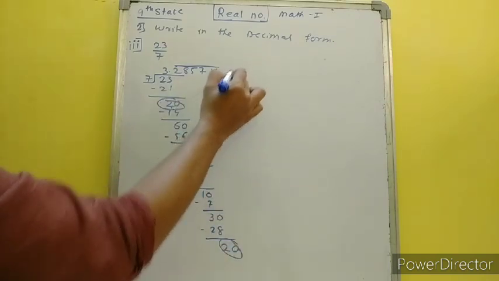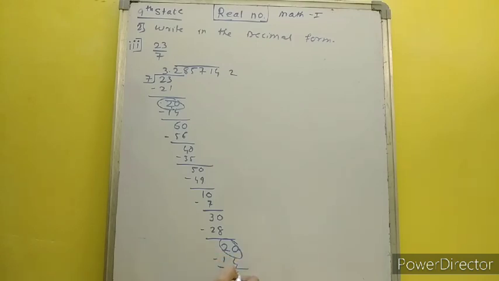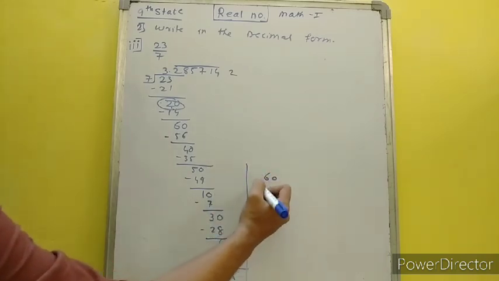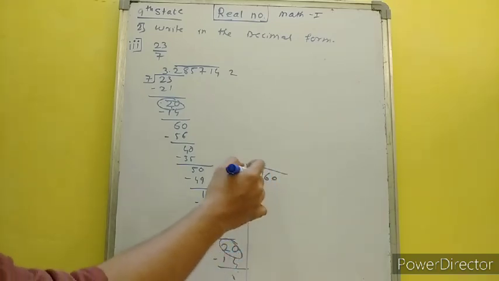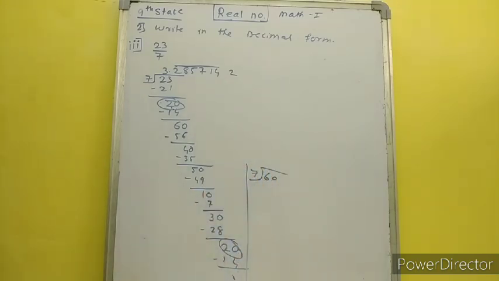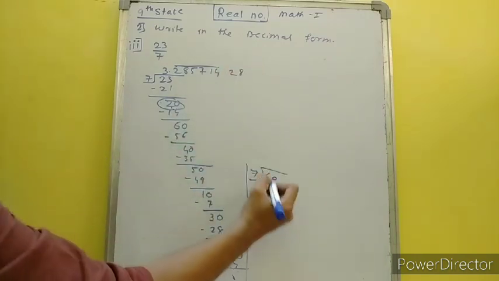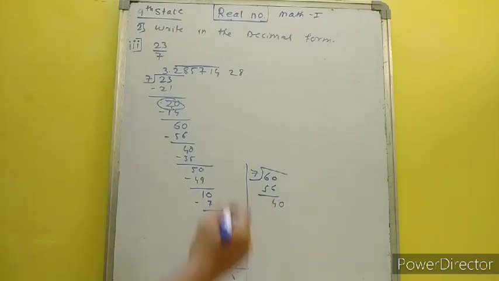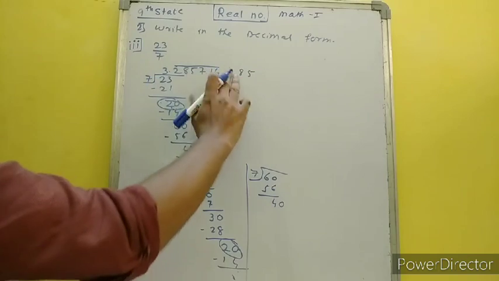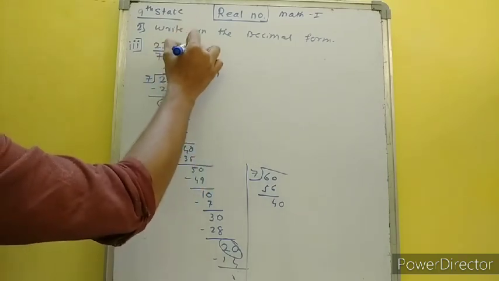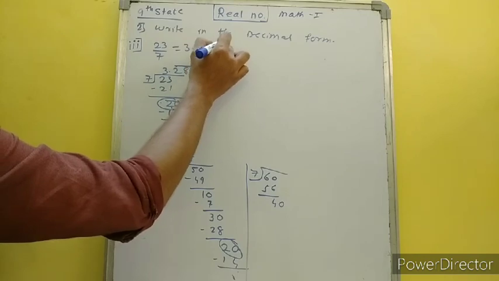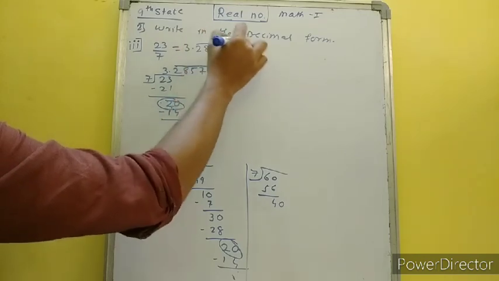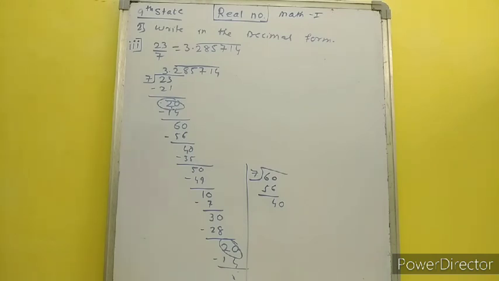7 2s are 14 again. We will have 6, and again 6. So then 60. We have 60. 7 8s are 56. We have 4. 7 5s are 35. You can see 285 is getting repeated. So the answer for this will be 3.285714. Okay. So this was the decimal form for the third one.